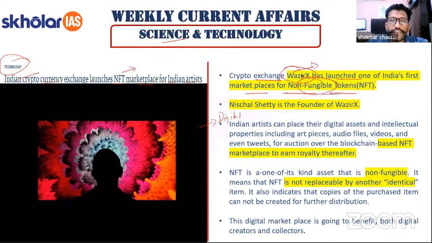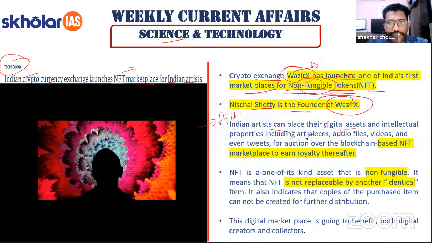Okay, so what is WazirX? This is an exchange. As you go on its site, it provides a platform for the trade of the new type of technology that is coming up, and that is digital technology. It was in the news as well that various artists are making big money out of their digital artwork, right? So Nishchal Shetty is the founder of WazirX, which is an exchange, and it is a marketplace for non-fungible tokens, right? So Indian artists can place their digital assets.